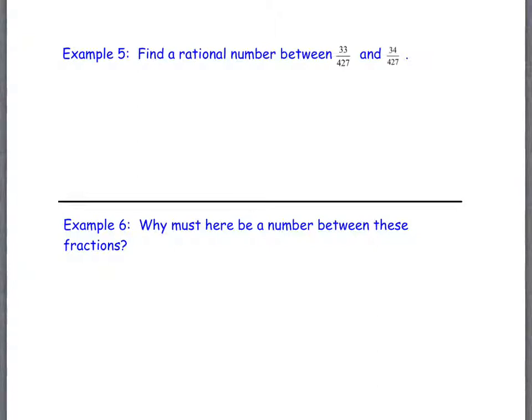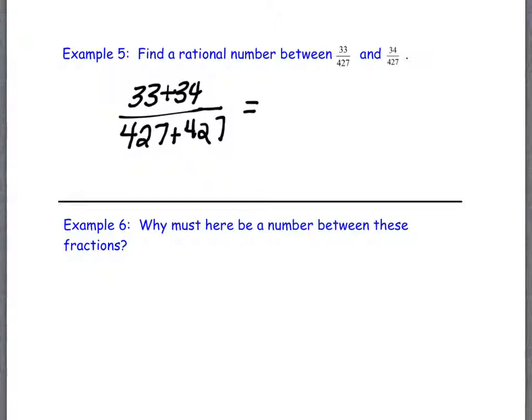So what am I going to do? Add 33 and 34. And I'm going to write them over what? 427 plus 427. Right. Okay, so it's 33 plus 34, 67. And what is 427 plus 427? 854. Occasionally you'll come up with something that's able to be reduced, but most often you actually will not.